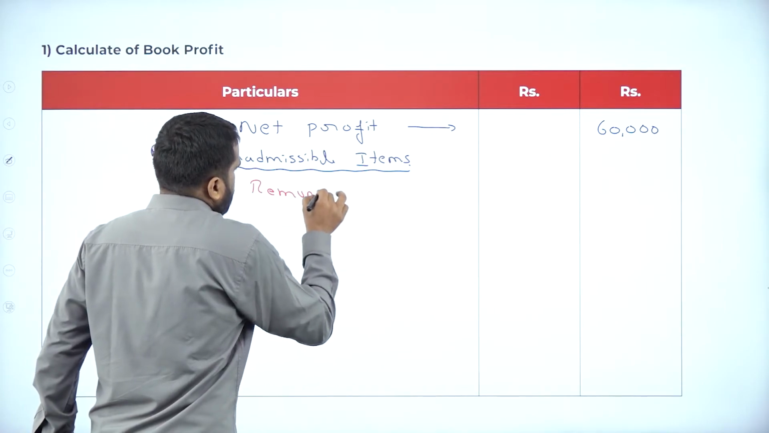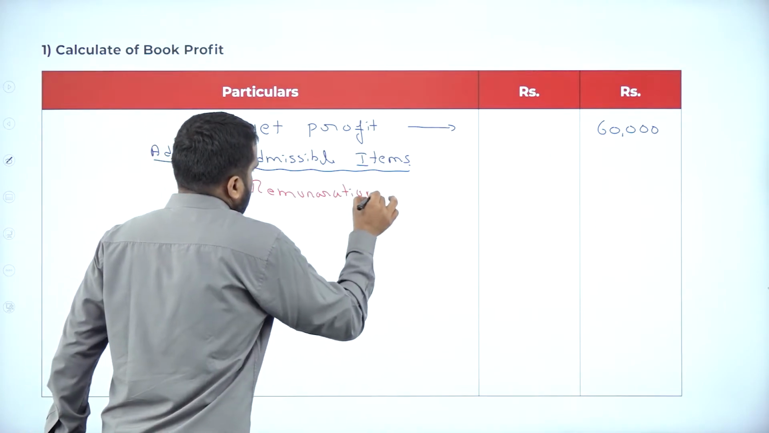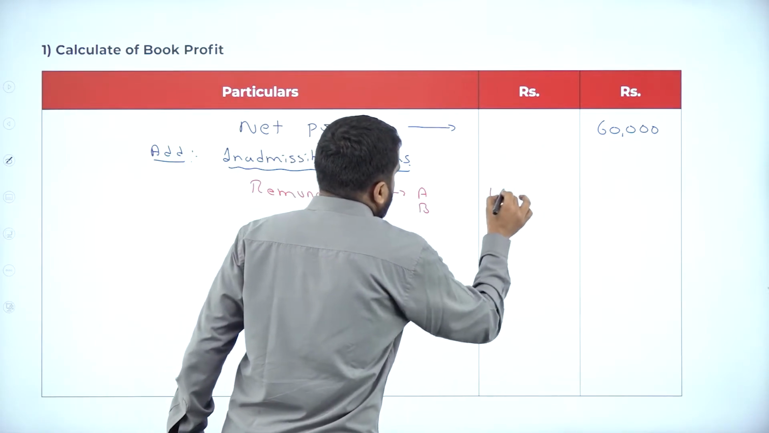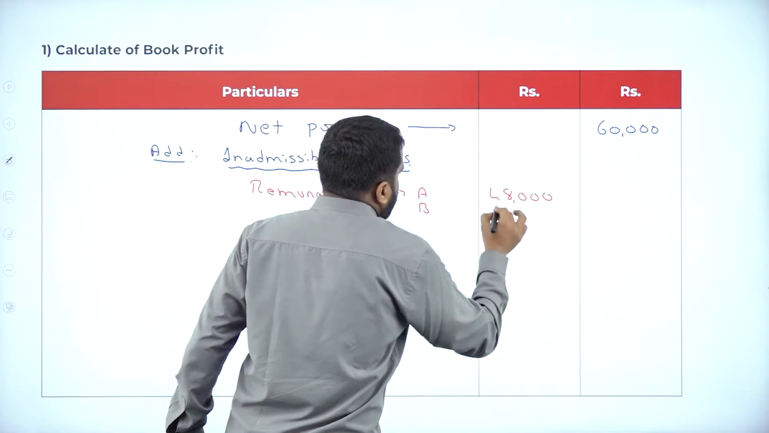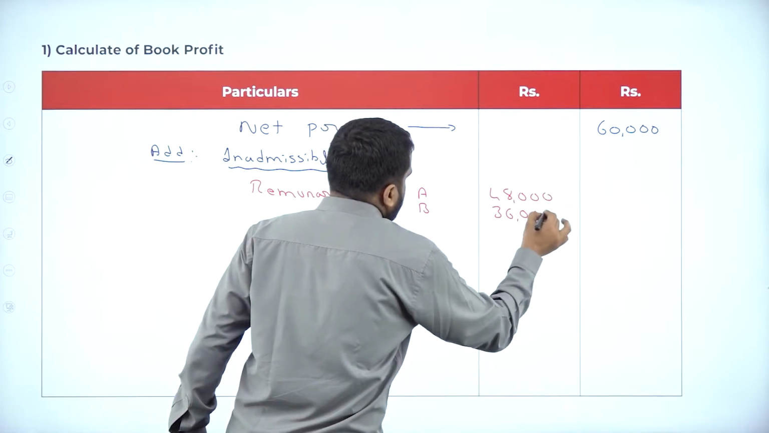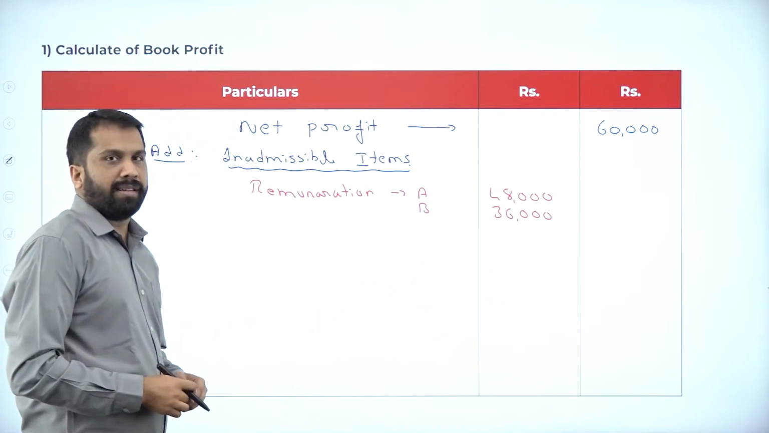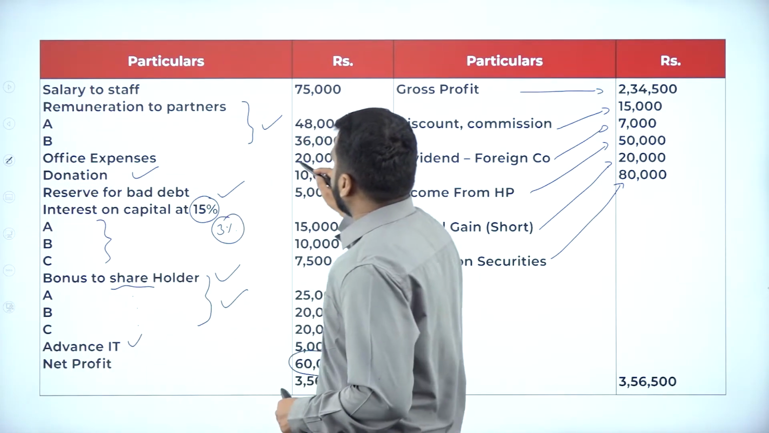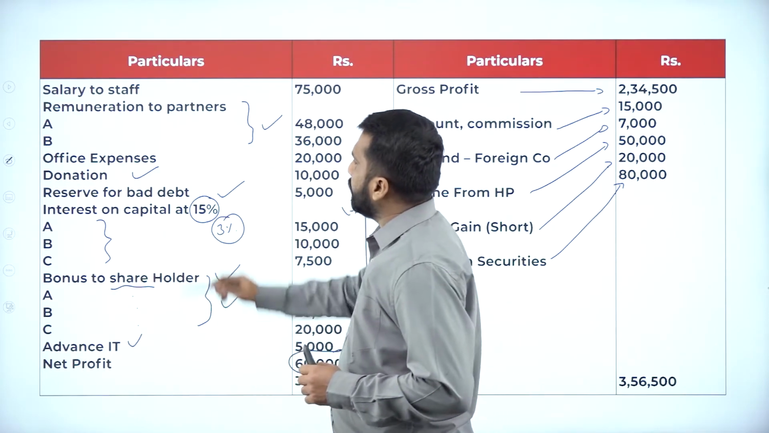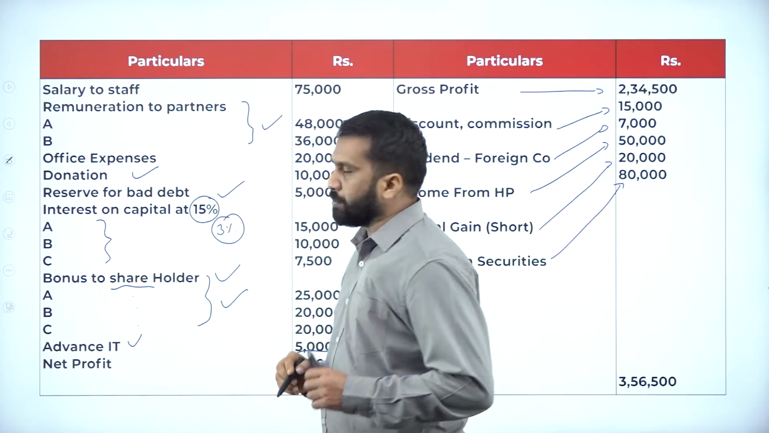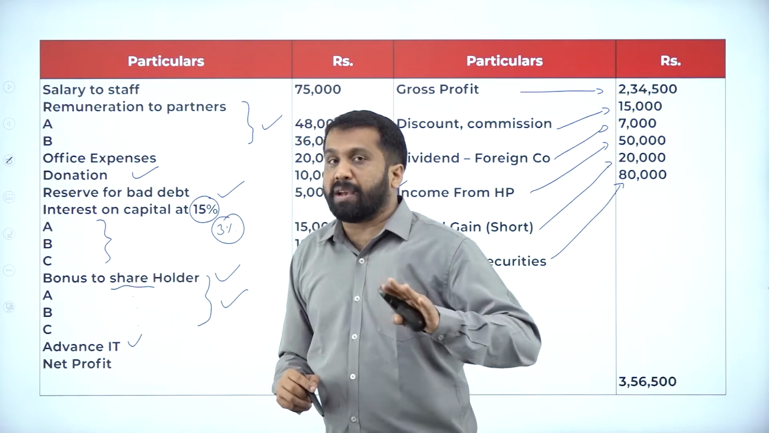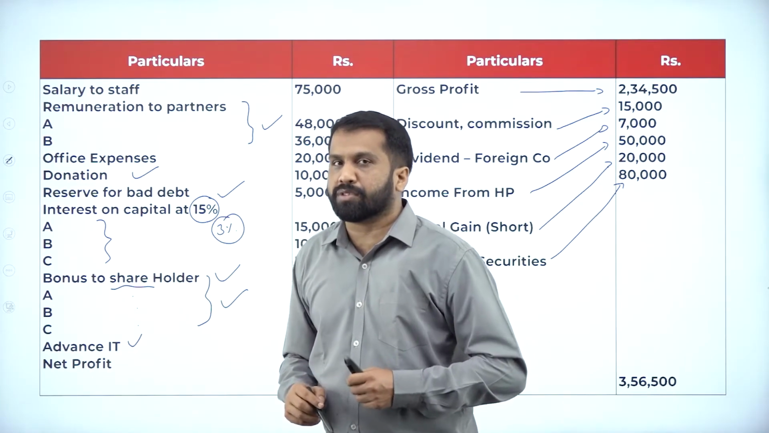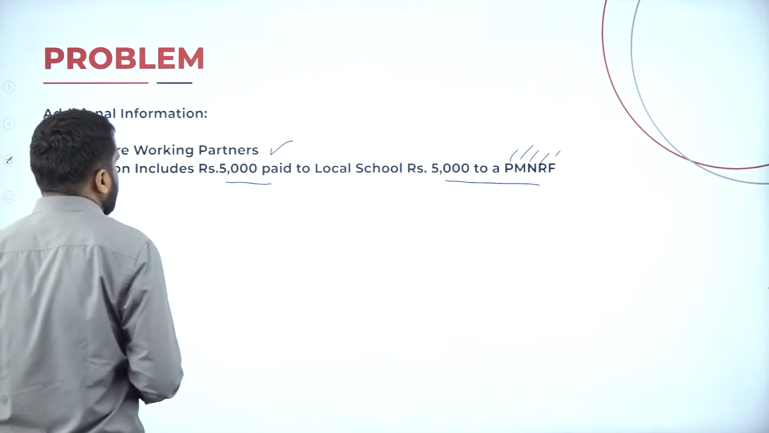Remuneration. So in this, A is 48,000 and B is 36,000. First one is done. Yes. Next. After remuneration, we have office expenses, part of the business. Donation, take 10,000 because all 10,000 is not paid for trade association. It is paid for something else. That's why we are supposed to take. Donation, 10,000.